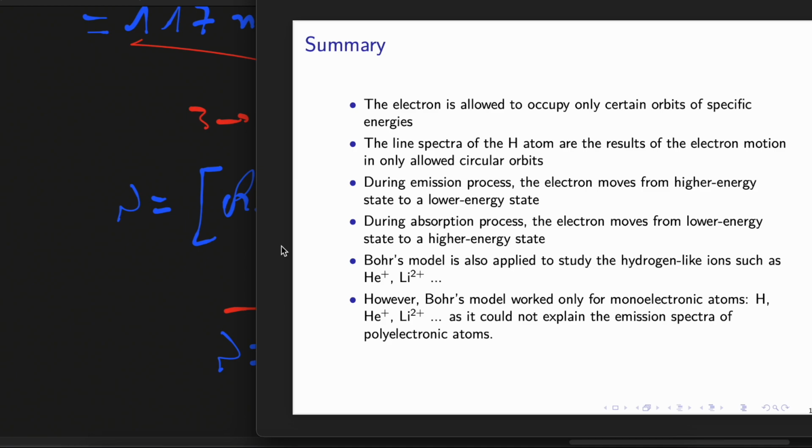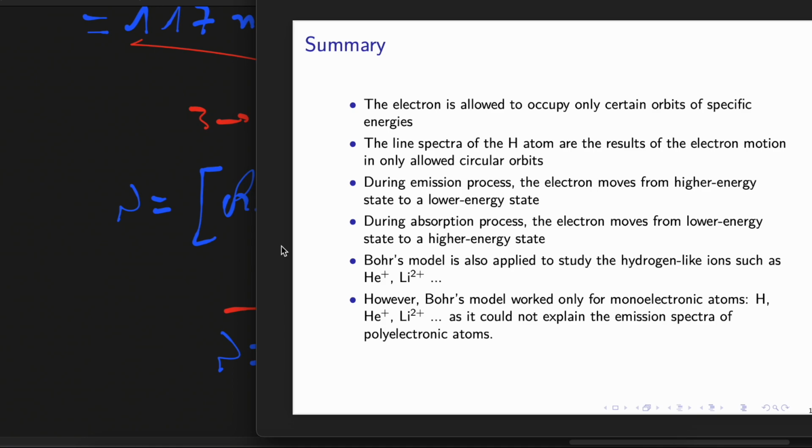Now, as a summary, we have seen that the electron in the Bohr model is allowed to occupy only certain orbits, which means that the energy of the electron in the hydrogen atom and the hydrogen-like ions is quantized. The same principle as the quantum theory from Max Planck. Also, the line spectra originate from the electron motion between these allowed circular orbits. We know also that during the emission process, the electron moves from a higher energy level to a lower energy level, and during the absorption process, it's the opposite. Also, we have seen that the Bohr model could be applied to study hydrogen-like ions, such as helium plus, lithium 2 plus, beryllium 3 plus, and so forth.